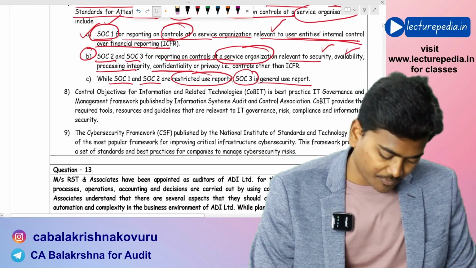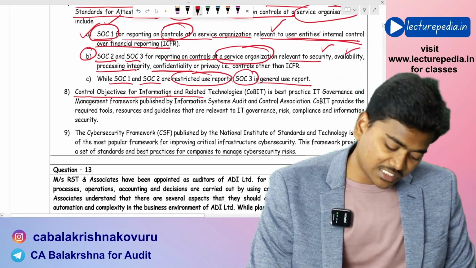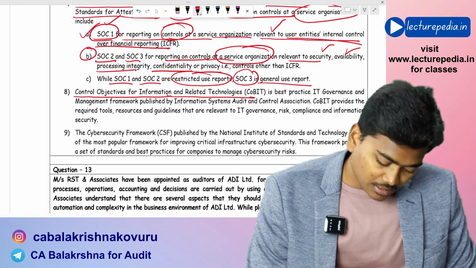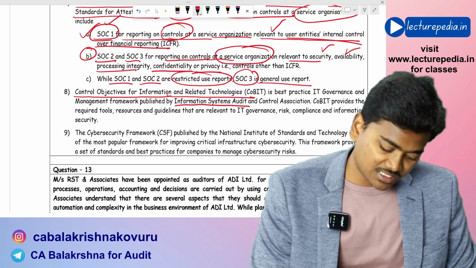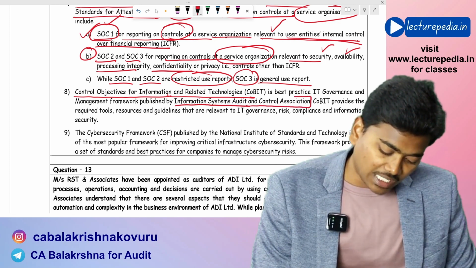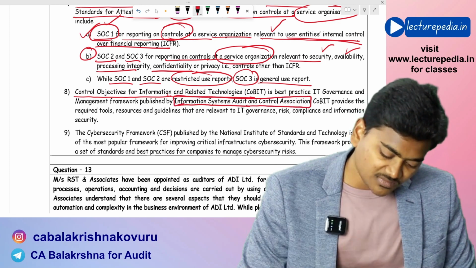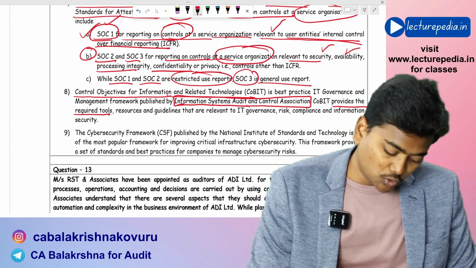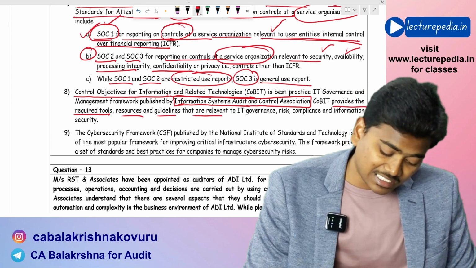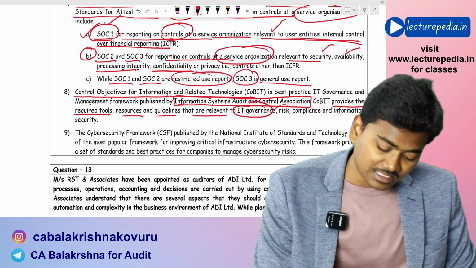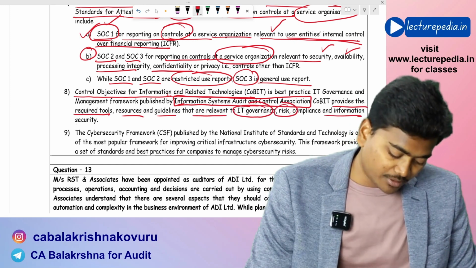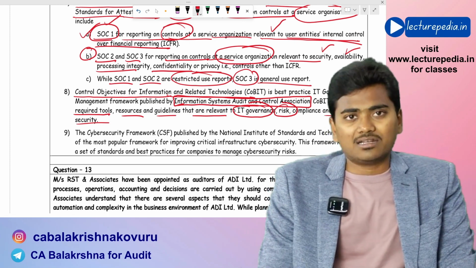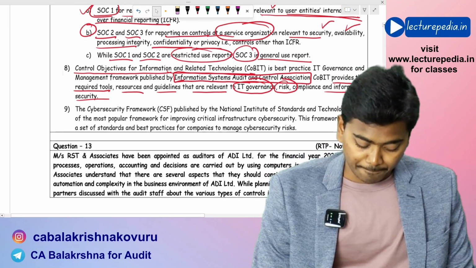Next, COBIT, Control Objectives for Information and Related Technologies. It has been published by ISACA, Information Systems Audit and Control Association. What will be there in COBIT? COBIT provides the required tools, resources, and guidelines that are relevant to IT governance, risk, compliance, and information security. Regarding this, COBIT will provide standards, policies and procedures.